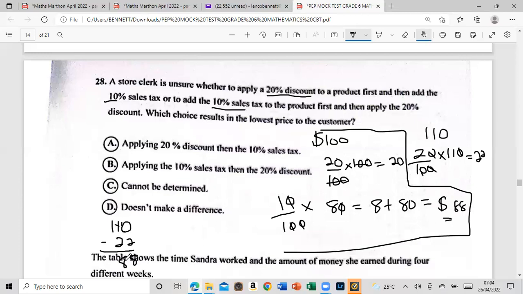I wasn't expecting that. Let me just check back something, because I was off for a while. Wondering what's going on with my net. So, all right, it's 110 minus 22, so that's 88. So it doesn't make a difference.